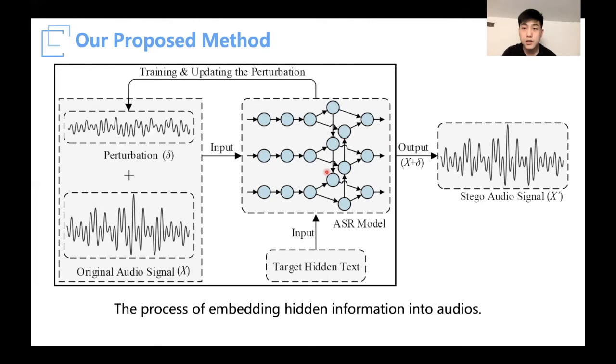And it's obvious that the recognized text and the target hidden text are different. So we need another parameter, the delta perturbation. The delta will be added into X to make the ASR model recognize a result approximate to the target hidden text. So it's an iteration step of training and updating the perturbation, to make delta plus X get the stego audio signal X prime, to make the ASR model recognize X prime as the target hidden text.